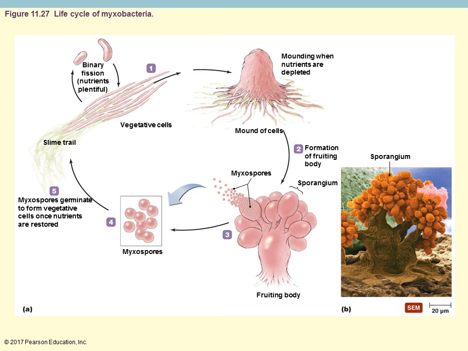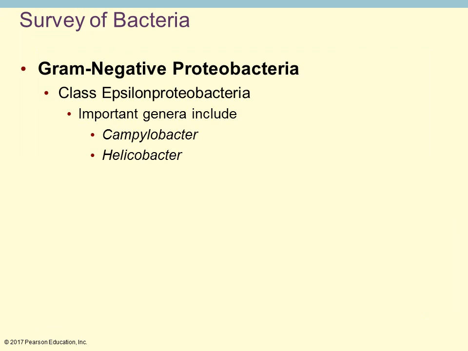So you have your vegetative cells that are going to grow. You get a whole mound of this. It starts forming this mound when you're depleting the nutrients. And then they form this fruiting body with the spores on the end that then are released. Each spore then can travel and germinate into a vegetative cell, and it starts this whole process again.